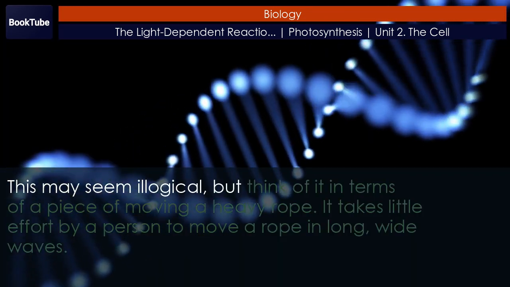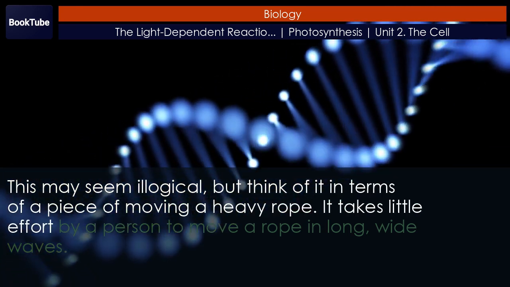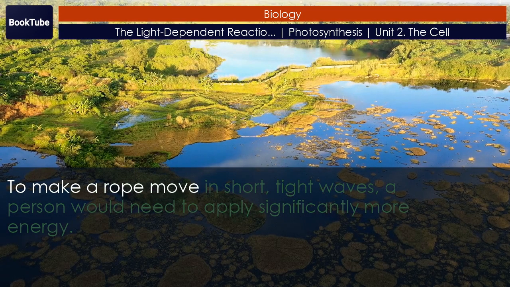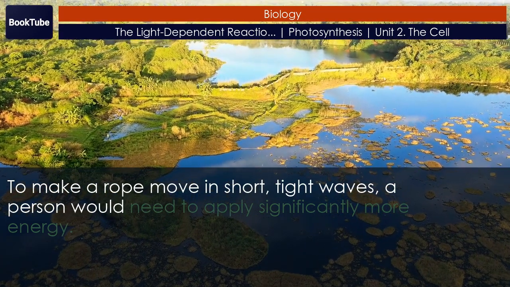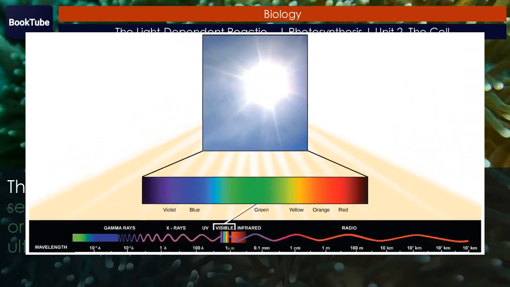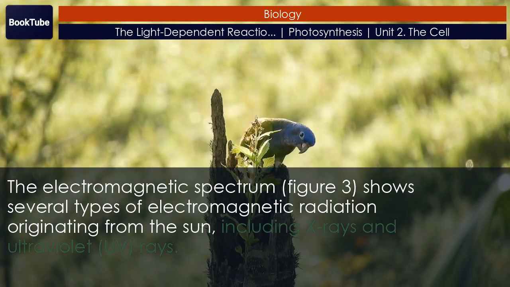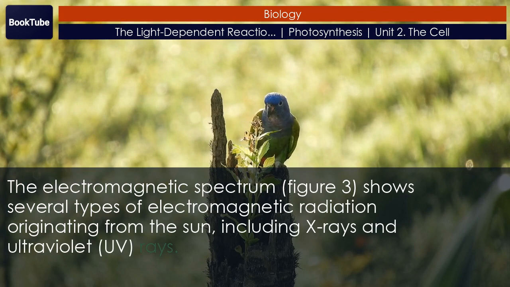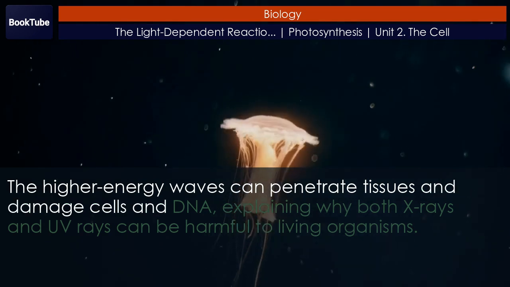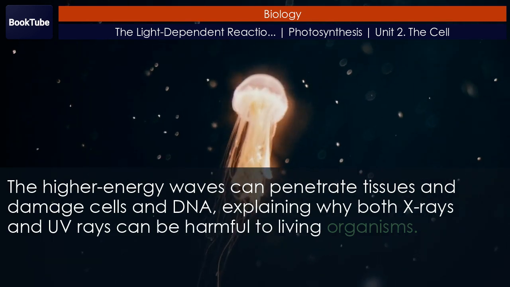This may seem illogical, but think of it in terms of moving a heavy rope. It takes little effort by a person to move a rope in long, wide waves. To make a rope move in short, tight waves, a person would need to apply significantly more energy. The electromagnetic spectrum. Figure 3 shows several types of electromagnetic radiation originating from the sun, including X-rays and ultraviolet, UV rays. The higher energy waves can penetrate tissues and damage cells and DNA, explaining why both X-rays and UV rays can be harmful to living organisms.